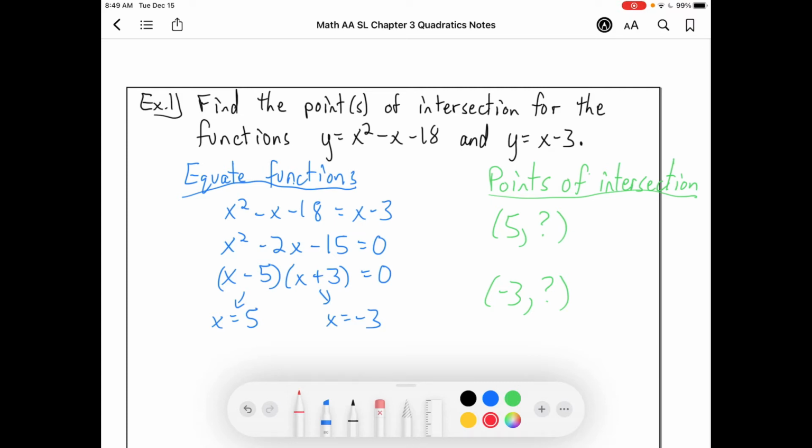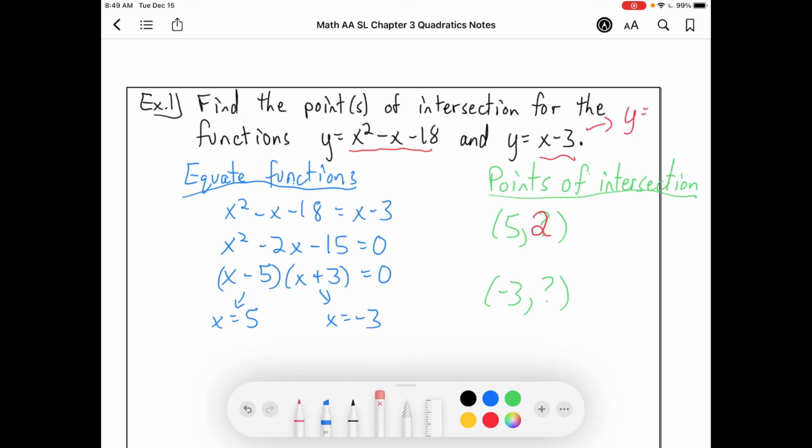Now to find the y value, you just sub these points back into either this function or this function. Doesn't matter which, as long as you haven't botched something. Which one's easier to work with? I think the second one is a lot easier to work with. If I take this one, y equals x minus 3, and I put in a 5, because that's one of the x values of intersection, 5 minus 3, hey-o, that gives us a 2 for my y value.